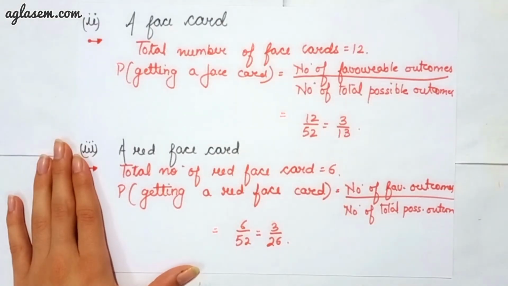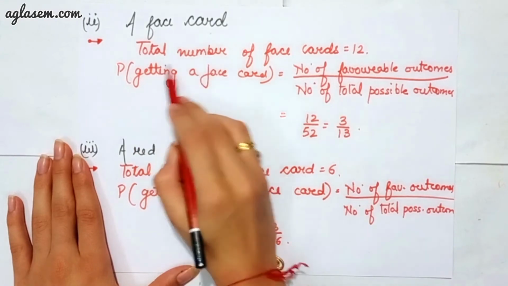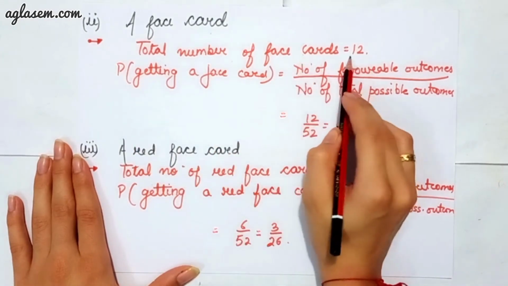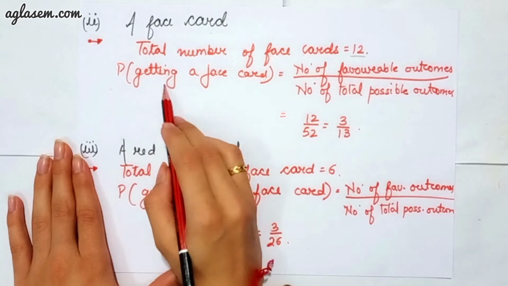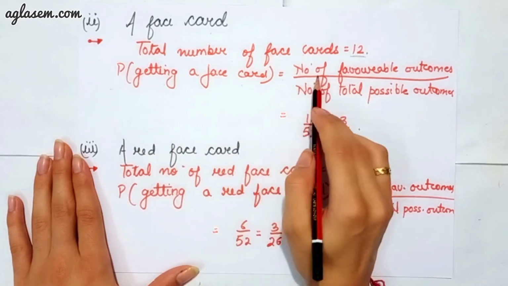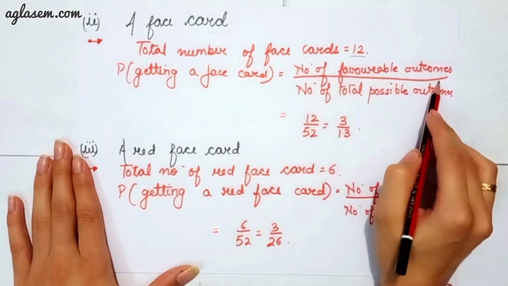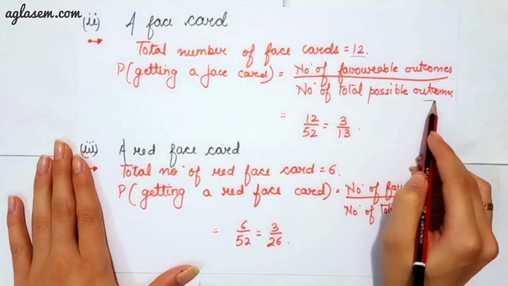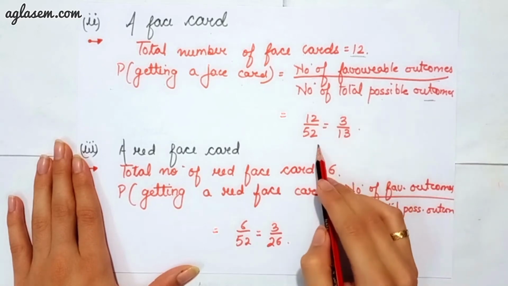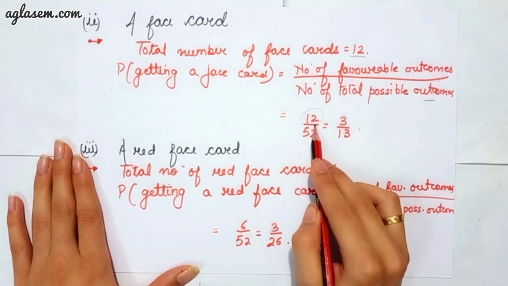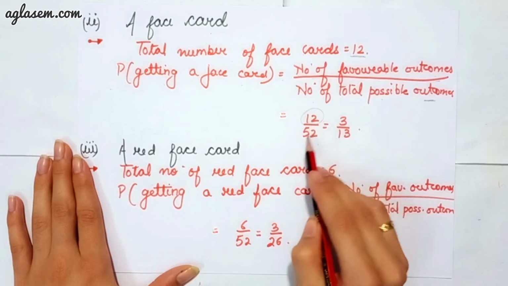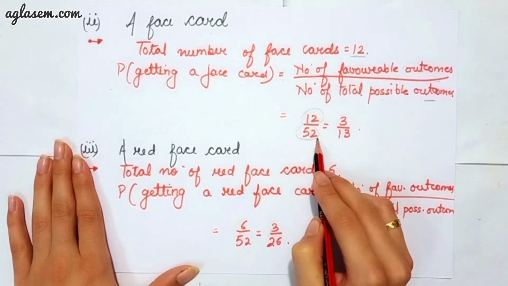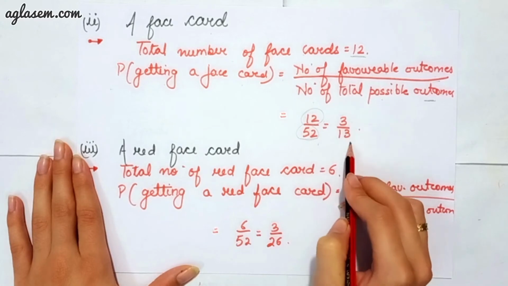Second part says a face card. The total number of face cards is 12. So the probability of getting a face card equals the number of favorable outcomes divided by the number of total possible outcomes, that is 12 upon 52. Here 12 is the number of favorable outcomes and 52 is the number of possible outcomes. So it will give you 3 upon 13.